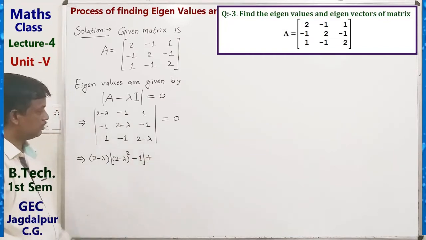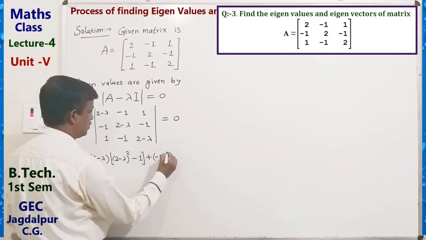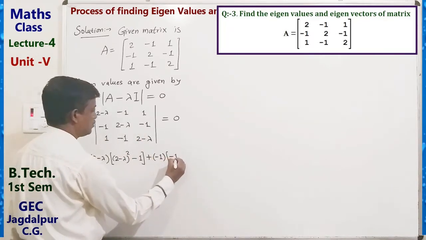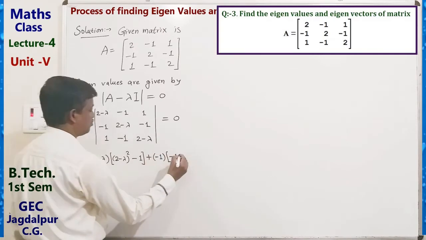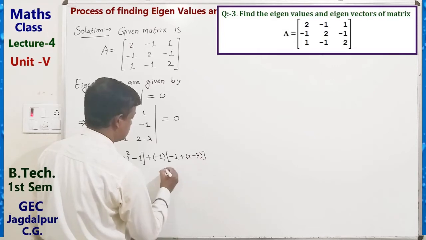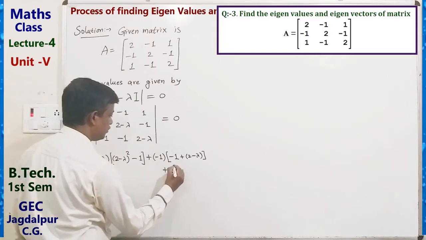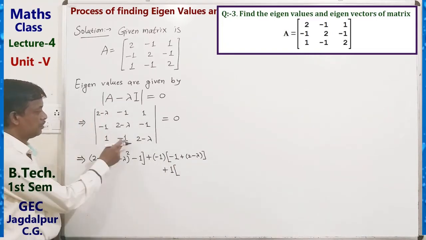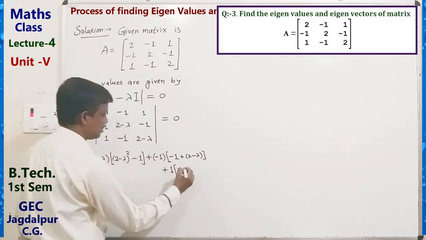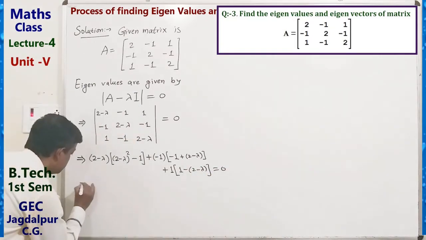Plus, listen to this, minus 1 plus minus 1 into minus 1 plus 2 minus lambda plus 1, plus 1, this into this 1 minus 2 minus lambda. 2 minus lambda is equal to 0. So it can be simplified.